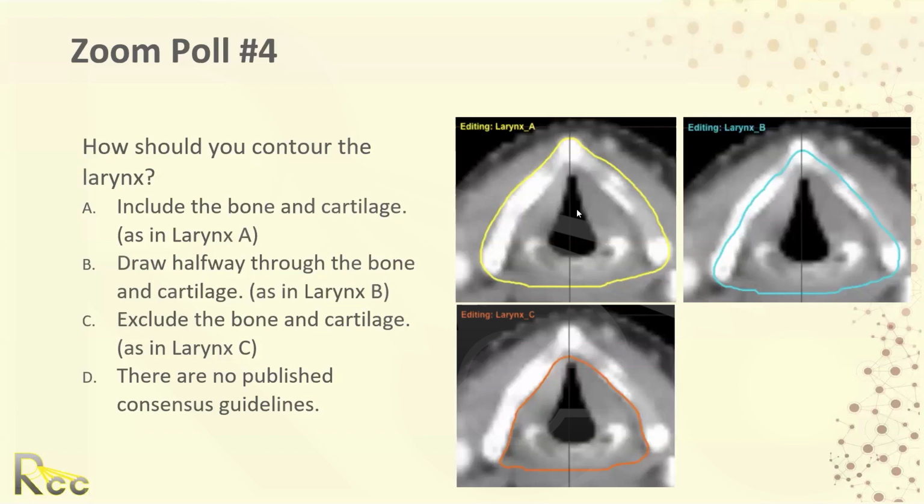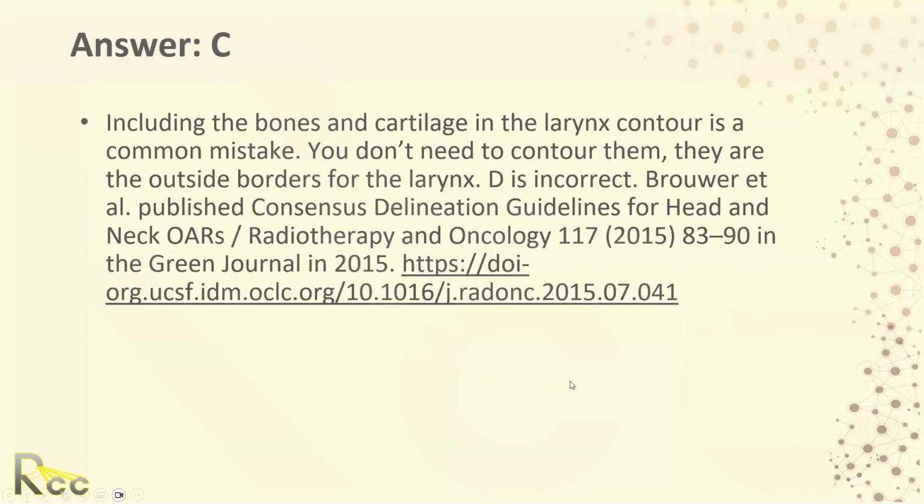These are the results. So exclude the bone and cartilage. Correct. C gets the gold medal. Including the bone and cartilage is a common mistake, and that's an issue. You don't need to contour them, and they're outside the borders of the larynx. And again, there's a reference here.